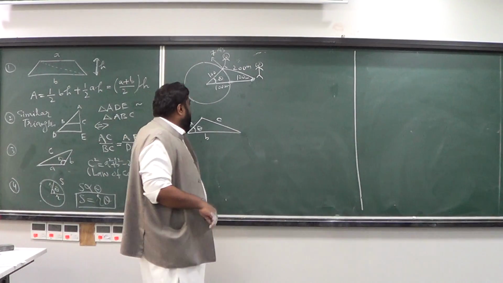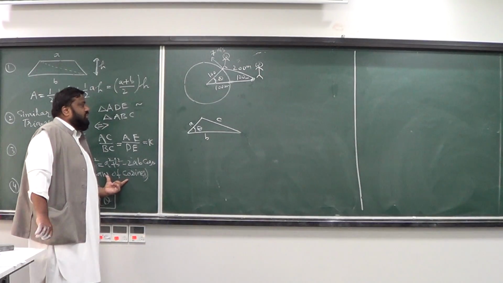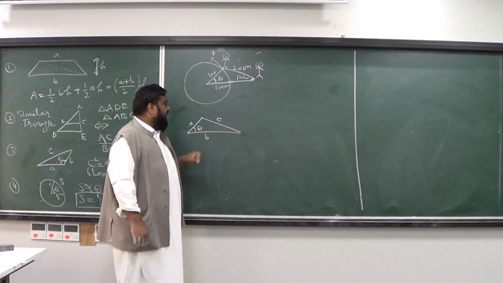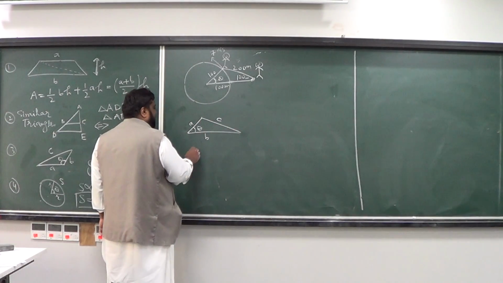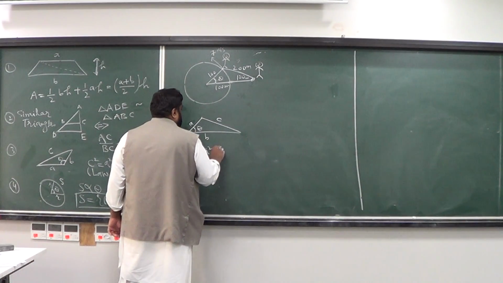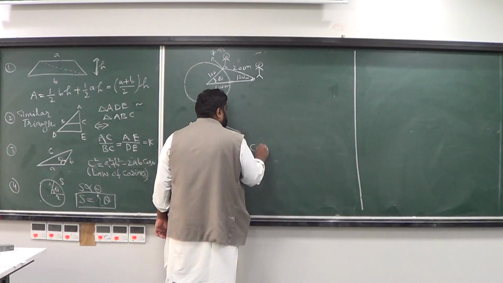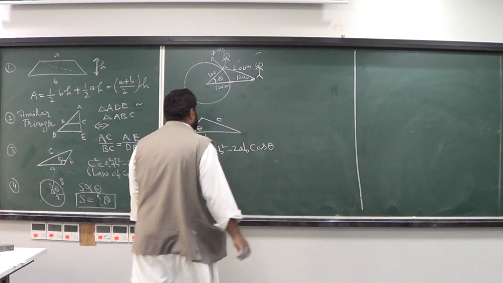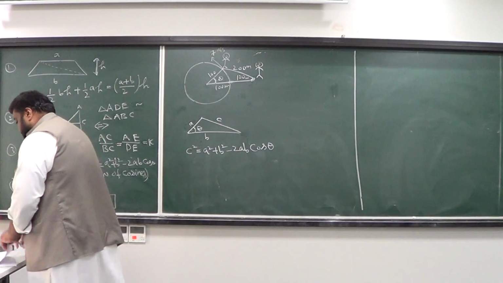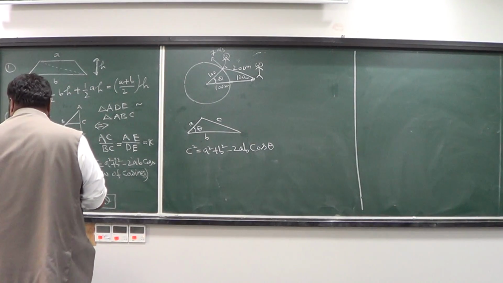So how are we going to approach this problem? On this problem we can apply the law of cosines. If this is angle theta and this is the side opposite the angle, and I call this C, then by the law of cosines I know that C squared is A squared plus B squared minus 2AB cosine theta. So this is the first relation that we have.